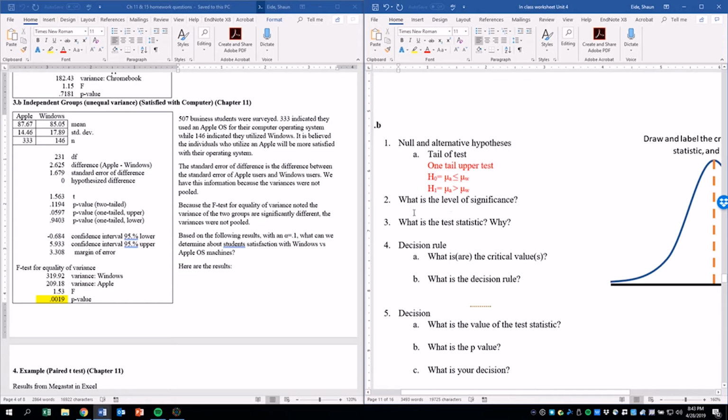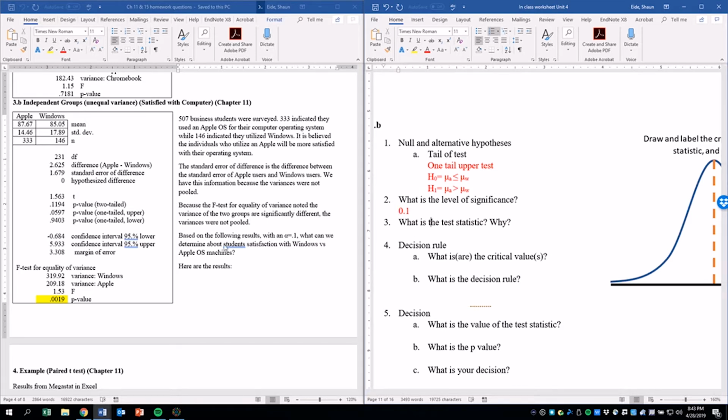So next, what is the level of significance? If you look right here, alpha of 0.1, that means that the level of significance is 0.1. And also if I ask you, what is the alpha level? The alpha level is 0.1. What is the probability of type 1 error? The probability of type 1 error is 0.1. All three of these are the exact same thing.